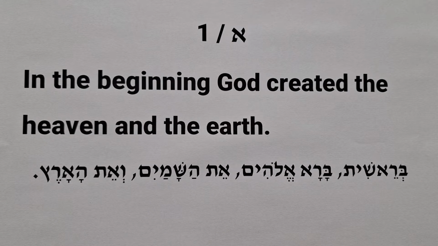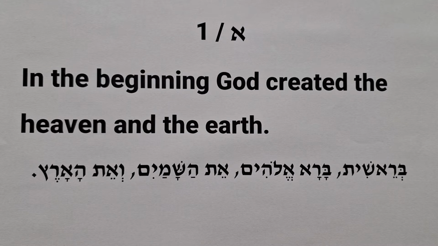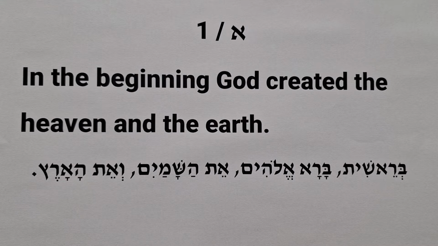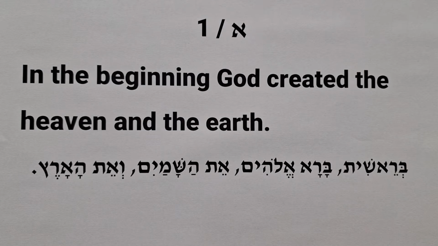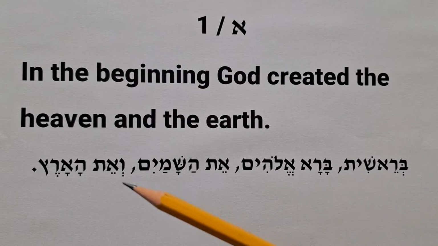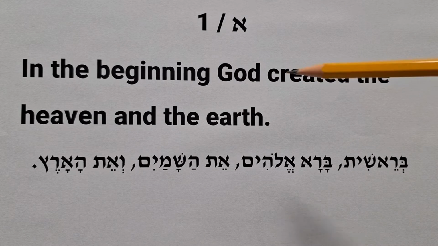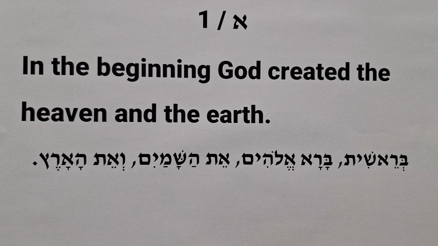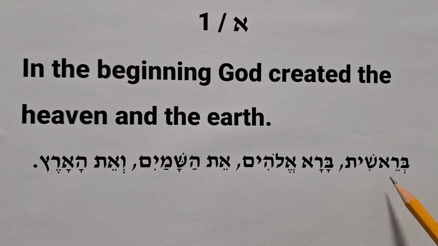So this is the first verse. In the beginning, God created the heaven and the earth. So just for, if you don't know, I will remind you that in English we read from left to right, but in Hebrew we read from right to left. Yes. So in the beginning, God created the heaven and the earth. It's very easy. It's simple English, and in Hebrew it's really rather simple Hebrew. So let's go to the first word.